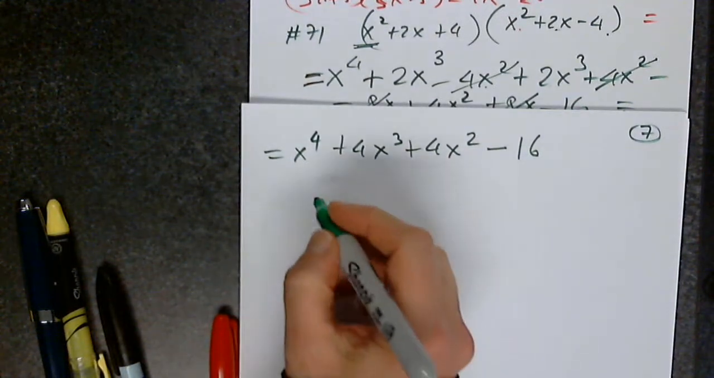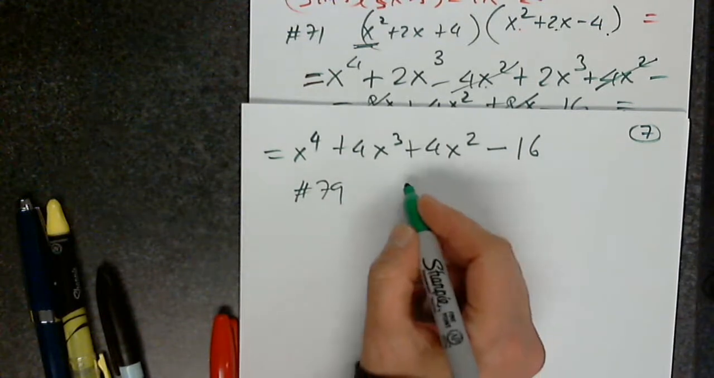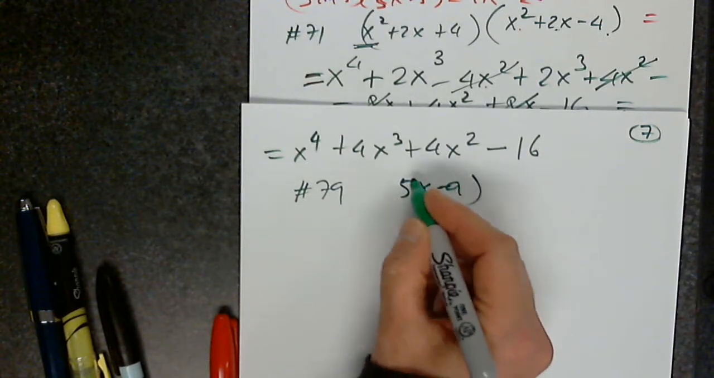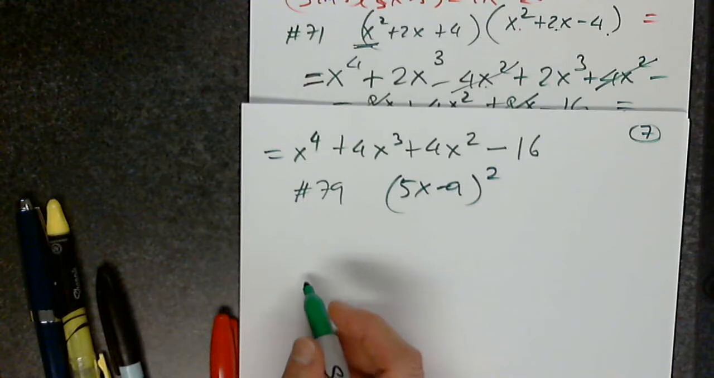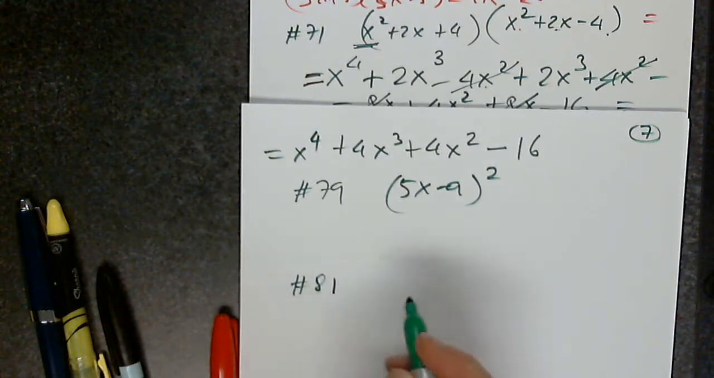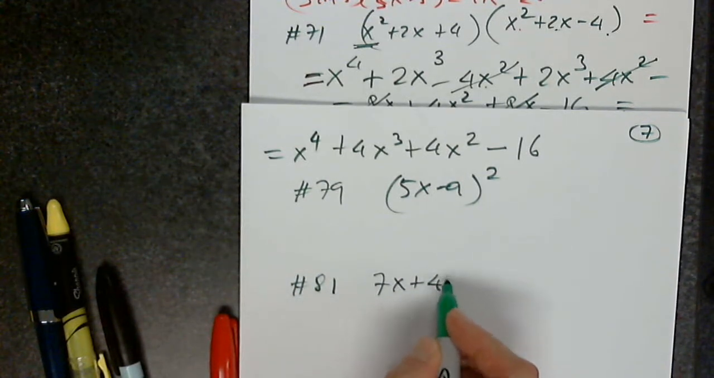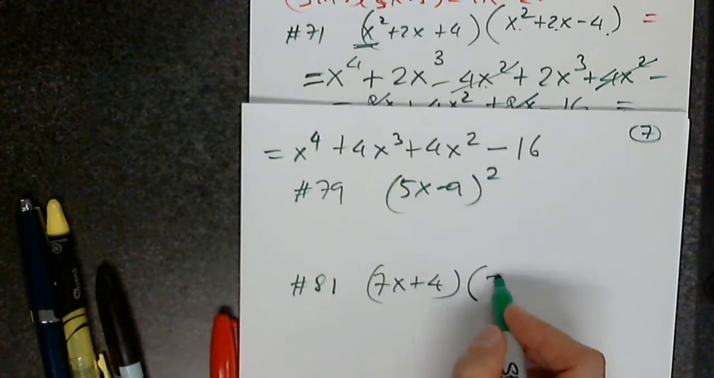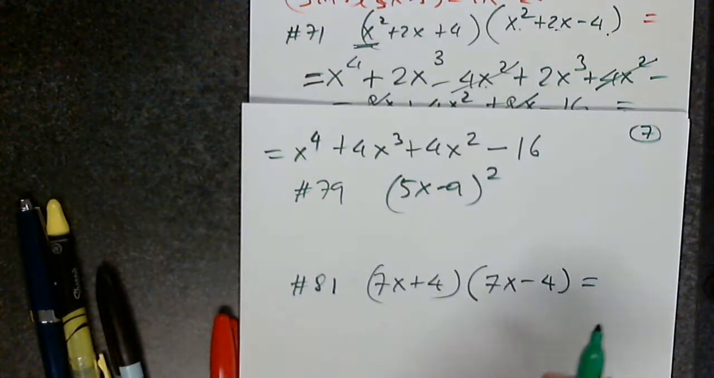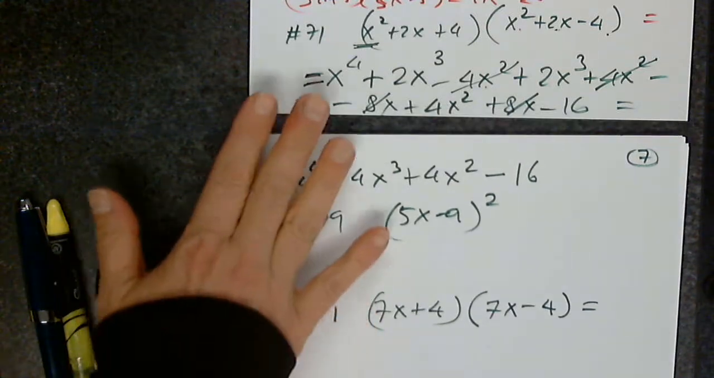Here are two other special products for you. 5x minus 9 squared and exactly what Brielle wanted. See, your wish is my command. It's a very good question, actually. I was going to do that.